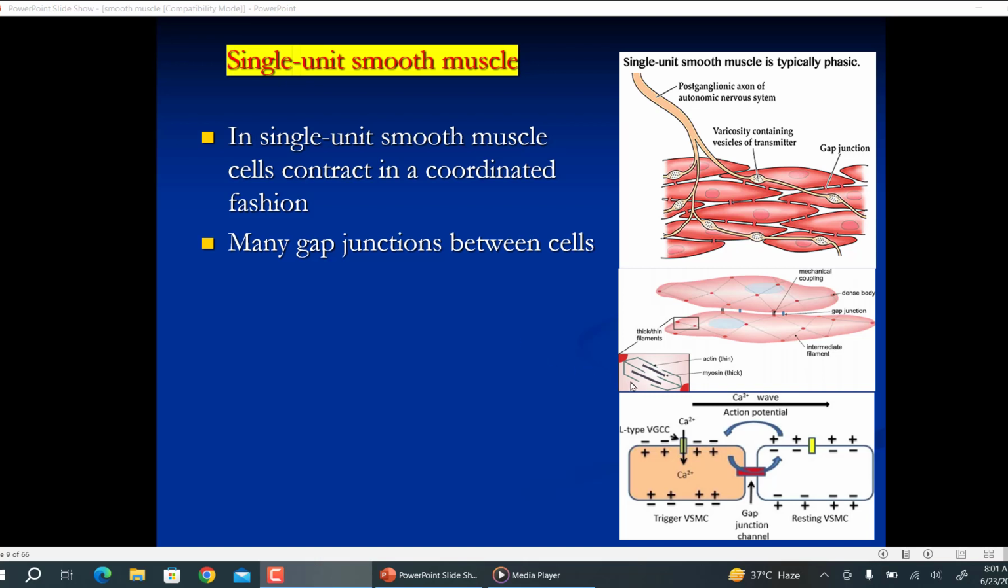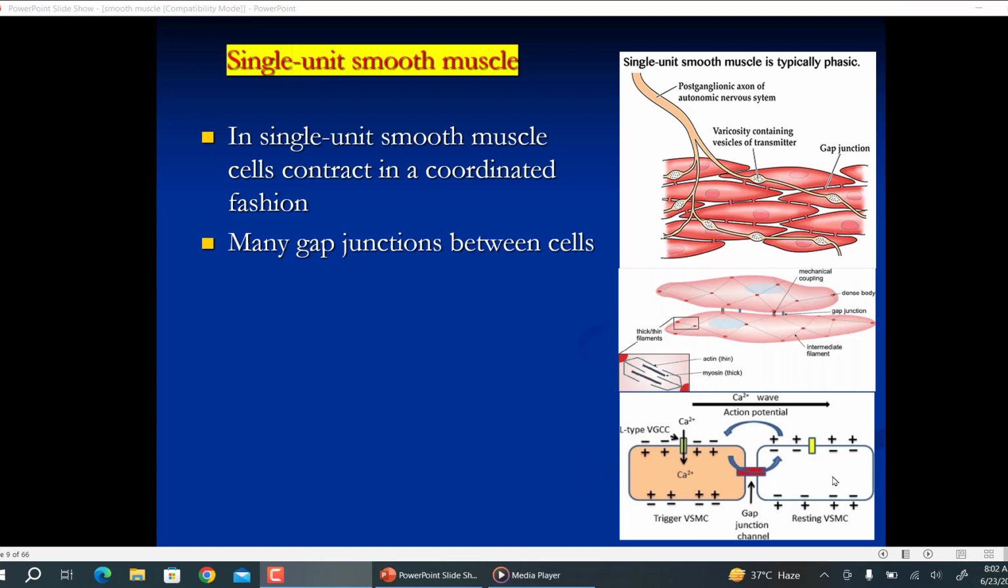It is due to the presence of gap junctions between the muscle cells. You can see this is the muscle cell and we have gap junctions between these cells. This is the gap junction. We have channels on the cell membrane which respond to neurotransmitters, and they open and close due to the action of neurotransmitters.